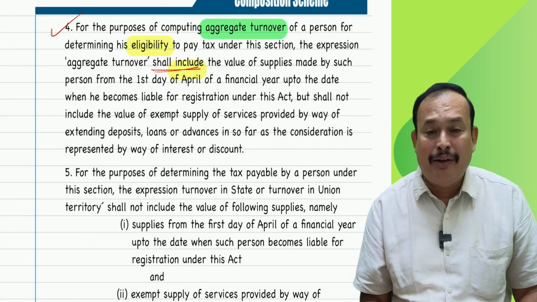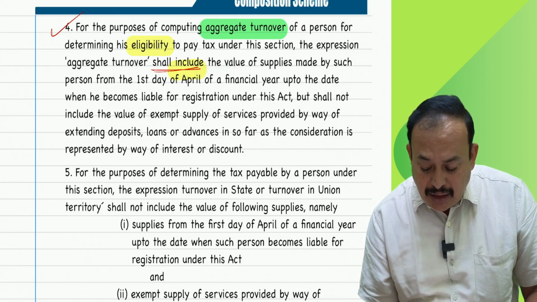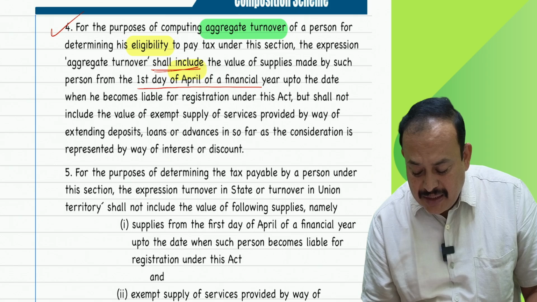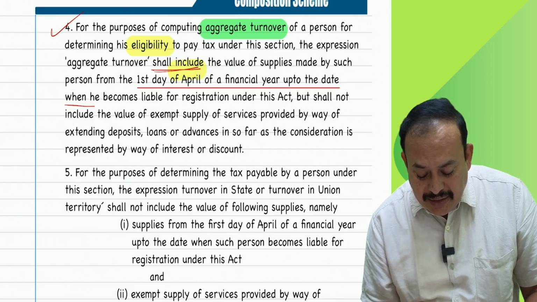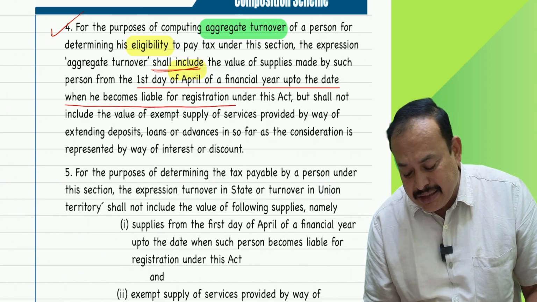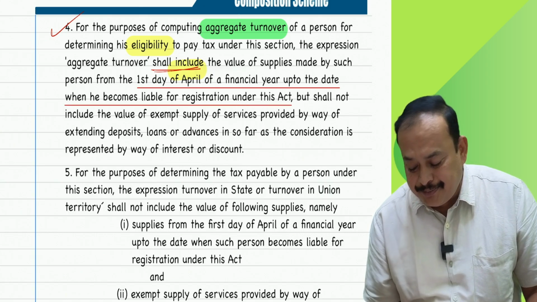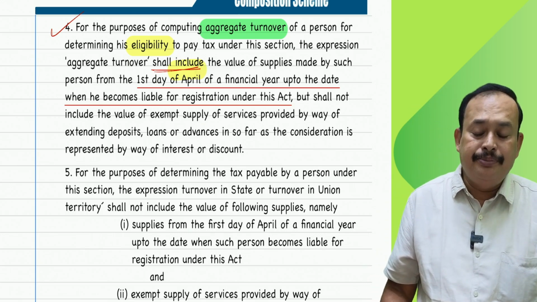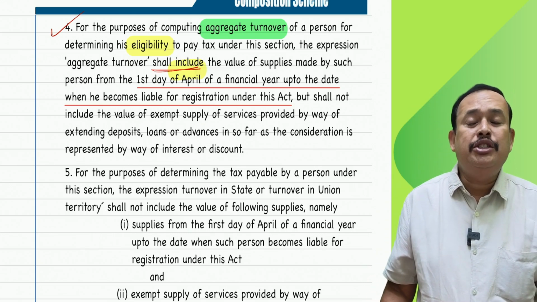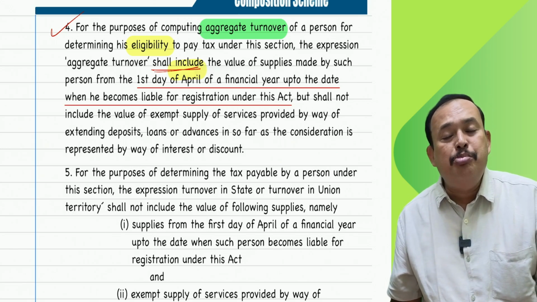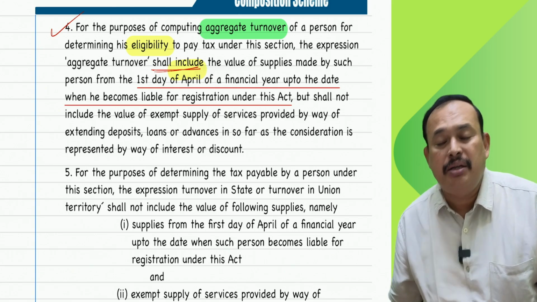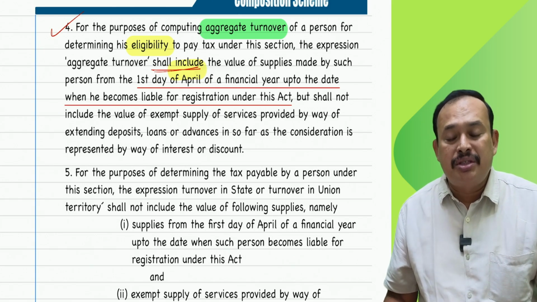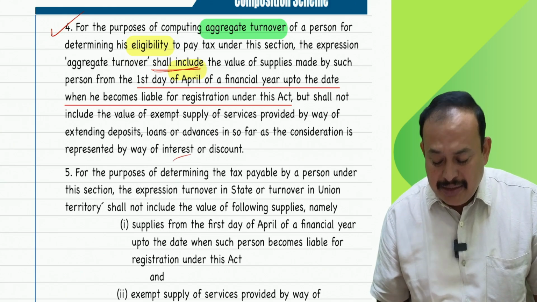Aggregate turnover shall include the turnover from 1st of April of a financial year up to the date when he becomes liable for registration under this Act. That should be included. What is to be excluded? While computing the aggregate turnover for eligibility purposes to opt for composition or not, it should exclude interest earned on deposits, loans, or advances.